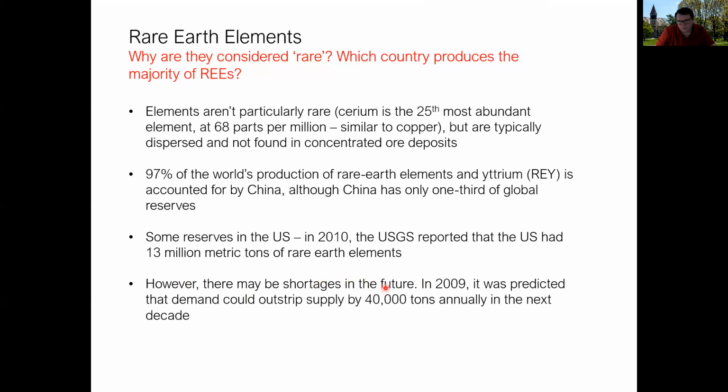There are predicted shortages in the future. As recently as 2009, it was predicted the demand could outstrip supply by 40,000 tons annually in the next decade. We're there now. The reality is that the prices went up. People went deeper and further and extracted lower concentration ores. But so far we've managed to meet the supply with prices increased dramatically. And there is going to be a sustainability question that comes up at some point, both in terms of the methods we're using to get them now and the extreme costs, both in human lives and in economic dollars.